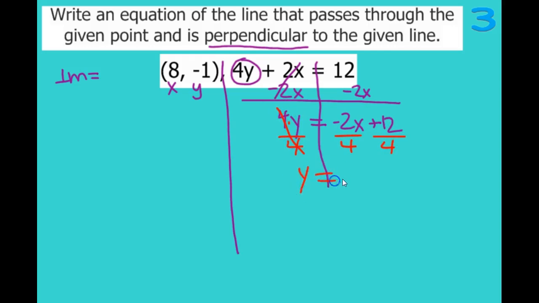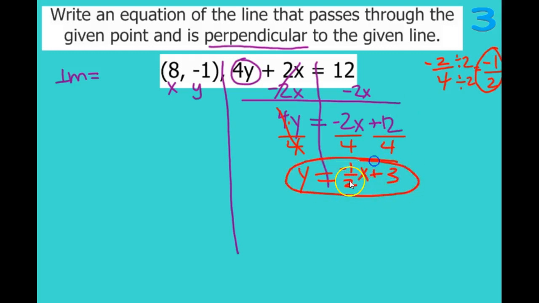So we have y equals, well, negative 2 over 4 we can simplify by dividing by 2. That gives us a negative 1 over 2. Negative 1/2 x. And 12 divided by 4 is 3. So this is the line that they give us. Our slope in this line in front of the x is negative 1/2.